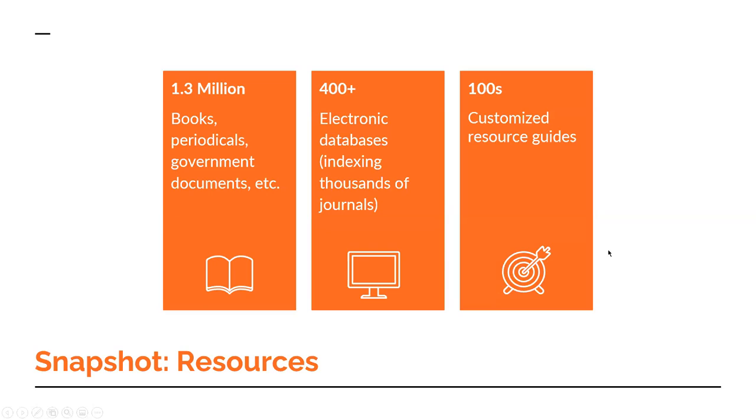To give you an idea of resources, all resources, not just those that are health medical centric, here is a snapshot. So as an affiliate, you have access to more than 1 million books, periodicals, government documents, and more than 400 subscription databases, and subscription means we pay, you don't pay, and hundreds of customized resource guides. So as a clinician, there's more than enough to support you in your work and in your downtime, there's plenty to curiously explore.